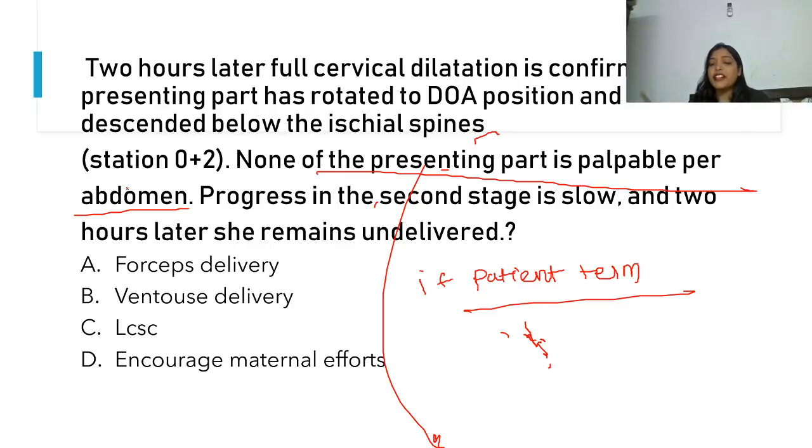deciding to go for cesarean section or vacuum or forceps, you should always do per abdomen, not only PV, per abdomen also. And on per abdomen, you should not feel the fetal head. It's very important. Okay, and you can put forceps or vacuum when station is below +2. As of nowadays we are more comfortable with low forceps and outlet forceps. We don't go for mid and high forceps.